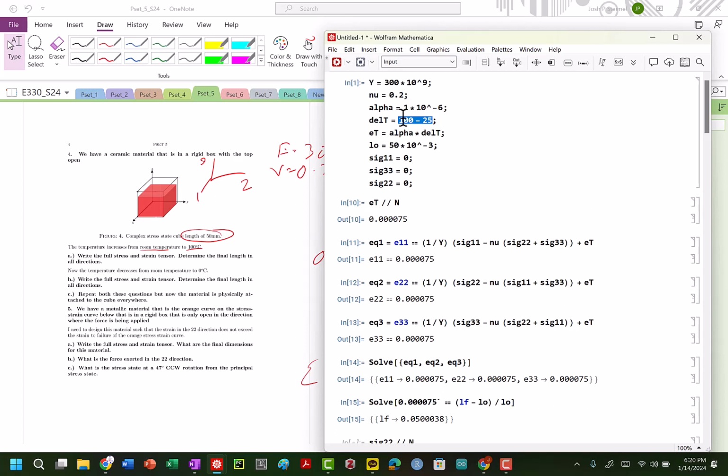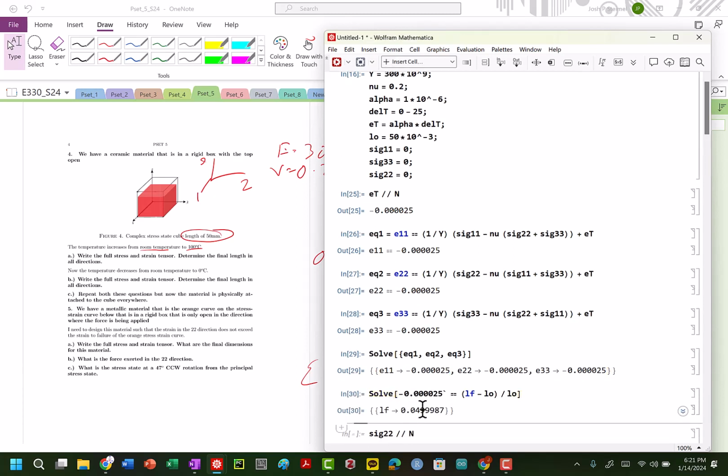It decreases from room temperature to 0, so 0 minus 25. So this will be our actual solution. I knew it was odd that it was expanding because we should be contracting. So we should see this, and then we get this. And now we see it shrinking. So there we go.